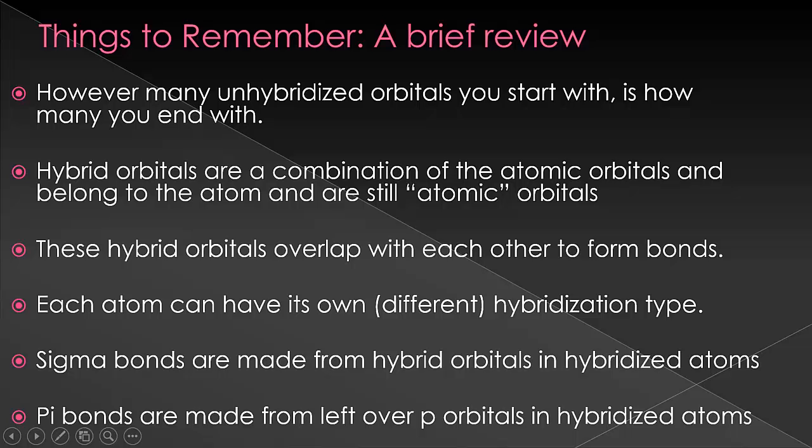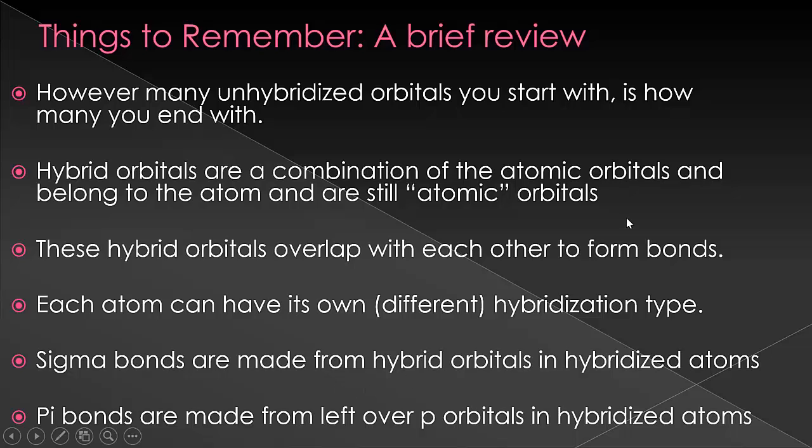All right, before we go on to the next step, I want you to remember a few things from the last video, and I want to give you a real brief review so we keep this in mind as we're going through the example. Whenever we start with a certain number of unhybridized orbitals, we get the same number of orbitals back when we hybridize them. So the reverse is true too. If we need a particular number of hybridized orbitals, we need to know how many we start with, we're going to start with the same number.